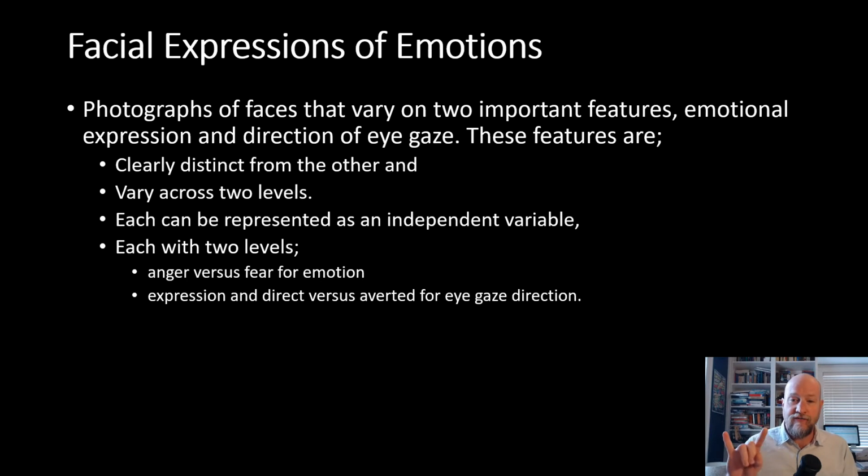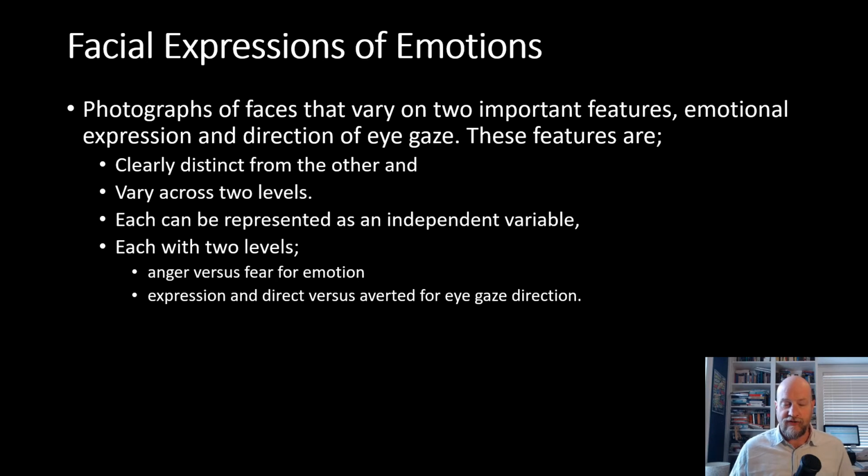So what you have now is two independent variables, which is which emotion is being expressed on the face, and which direction is the participant's eye gaze looking at. Is it looking at the person or averted? Is it looking directly into the eyes of the person viewing the image, presumably, or is it looking askance, averted from the viewer? So that's one independent variable with two levels, averted or direct eye gaze.